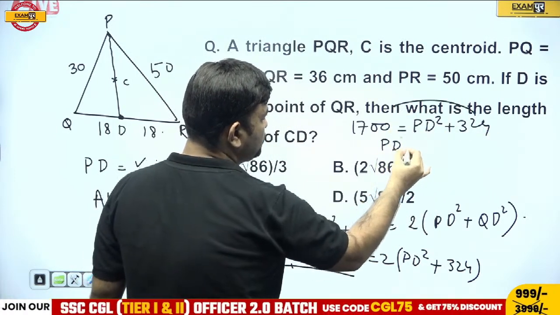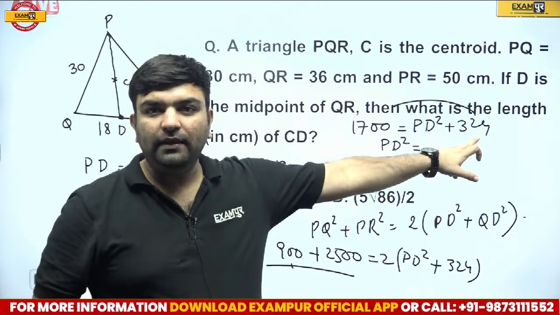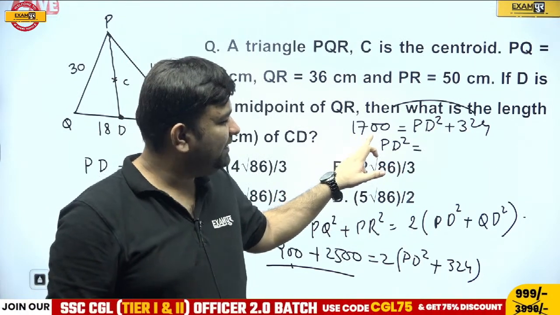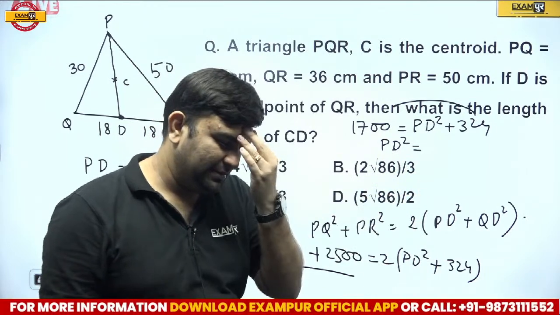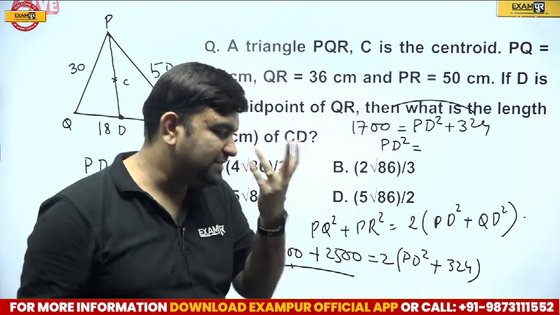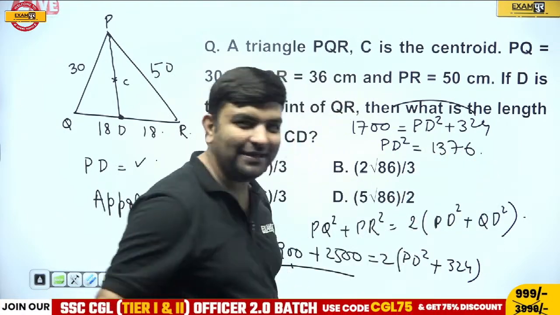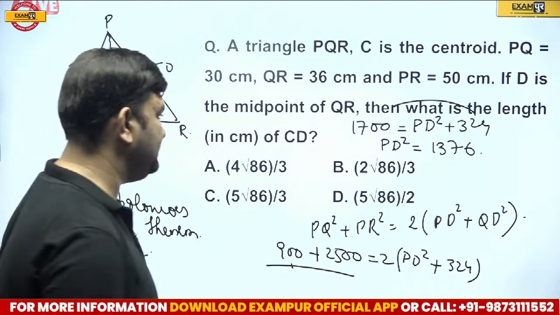So PD square is, assume it 350, so 1350, plus 26, 1376. Too much mind calculation, guys. PD square is 1376.